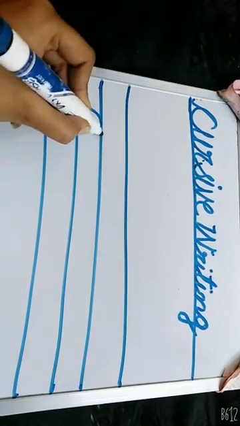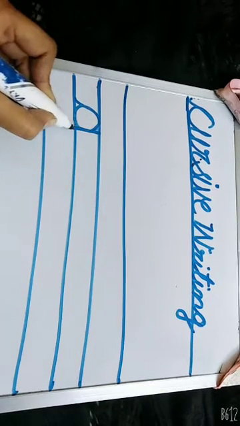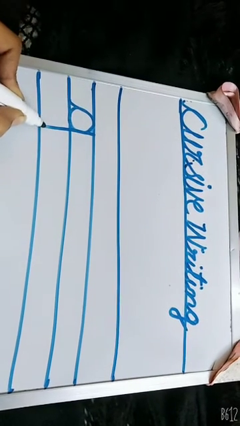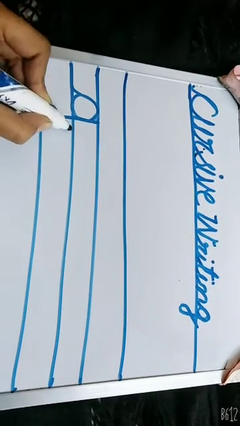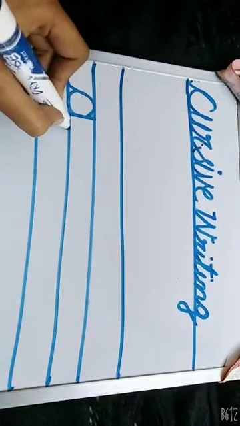Now complete this circle. Now touch the second line again. Come back on fourth line. Make loop here. Now move your marker upward and touch the third line. Pick up your marker.